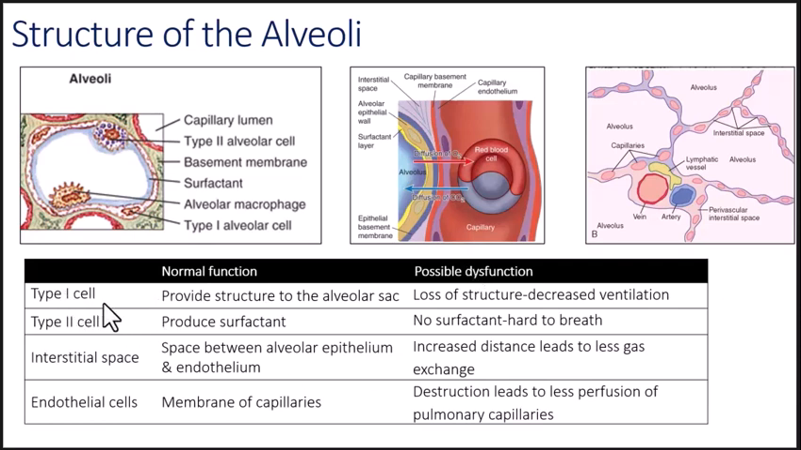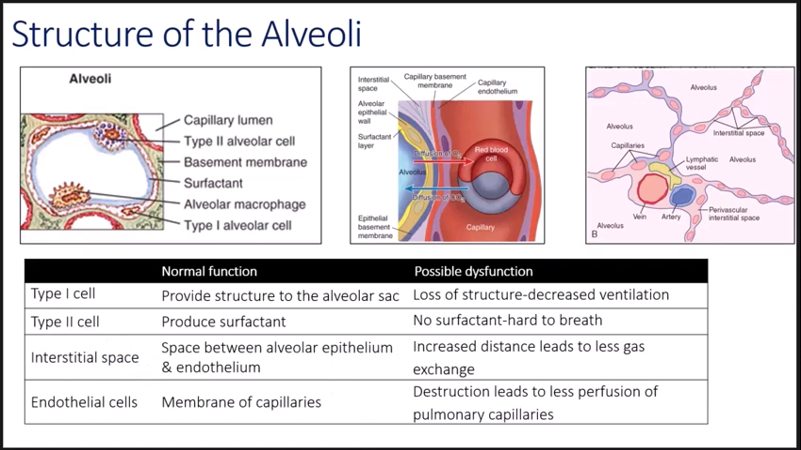Type 1 cells, as part of the alveoli, are involved in providing structure to the alveolar sac. And so if you lose the structure because there's some sort of dysfunction in those type 1 cells, then this can affect ventilation. And ventilation is just the movement of air from the outside world into our lungs via inhalation. And then, of course, the opposite would be true for expiration, where we can also breathe out air from our lungs into the environment. Type 2 cells produce surfactant.